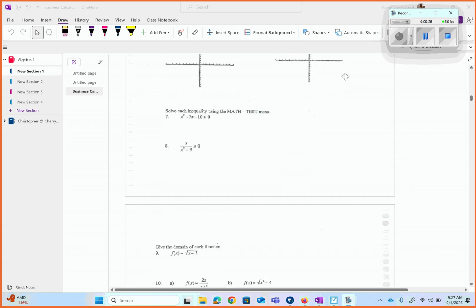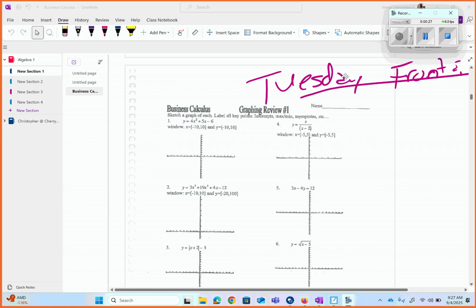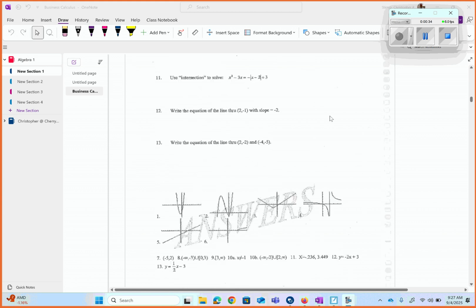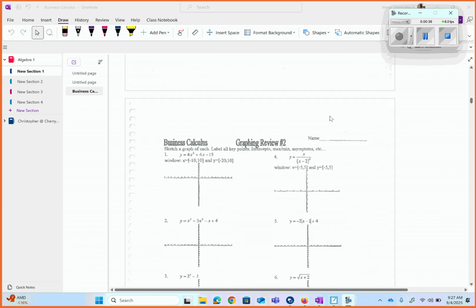Perfect. All right, so if any of you missed that, that is in the grade book, so we'll take care of that. And then let's take a look at graphing review 2.